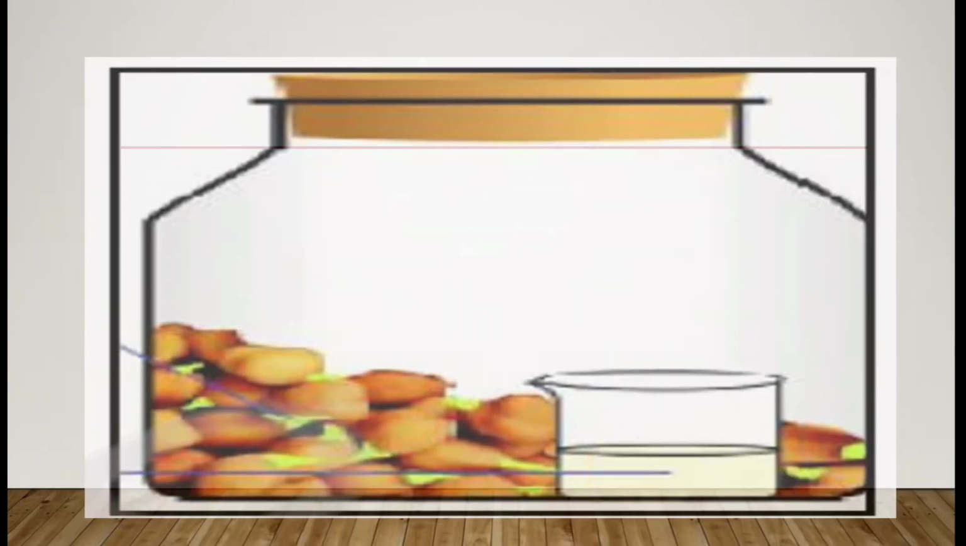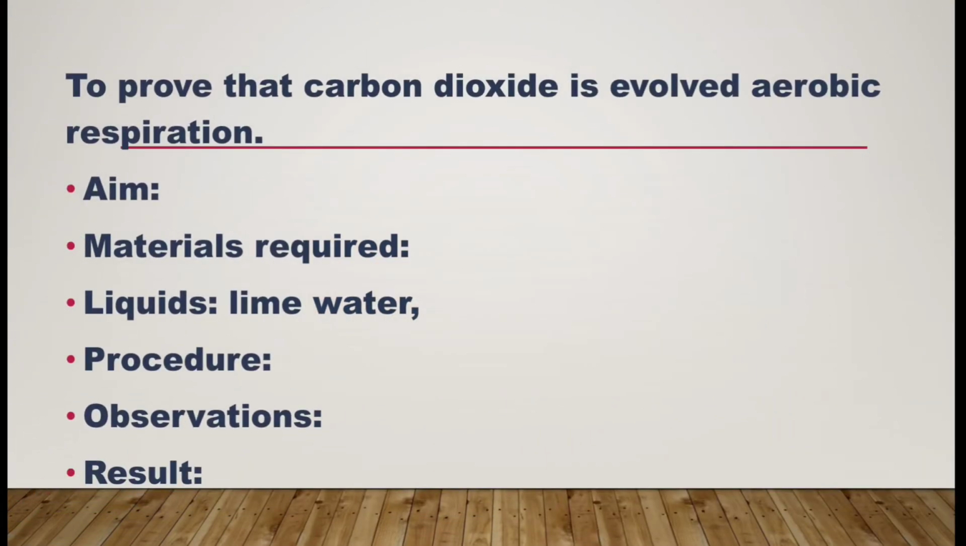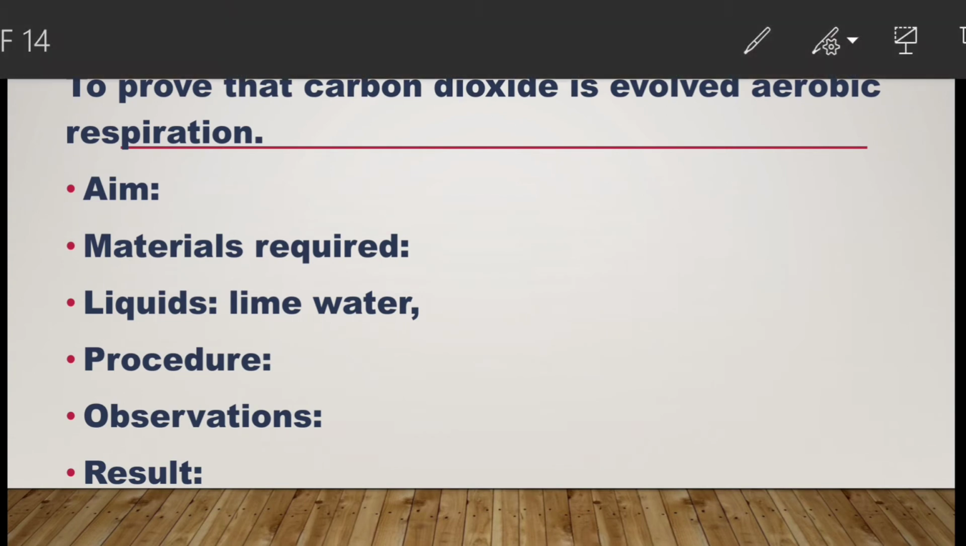During this time, what can we observe? Observe the color of the lime water. So this is the procedure. Then the observation: we have two identical sets, one with dry seeds and one with sprouted seeds. We can draw sprouted seeds like this and dry seeds like this.